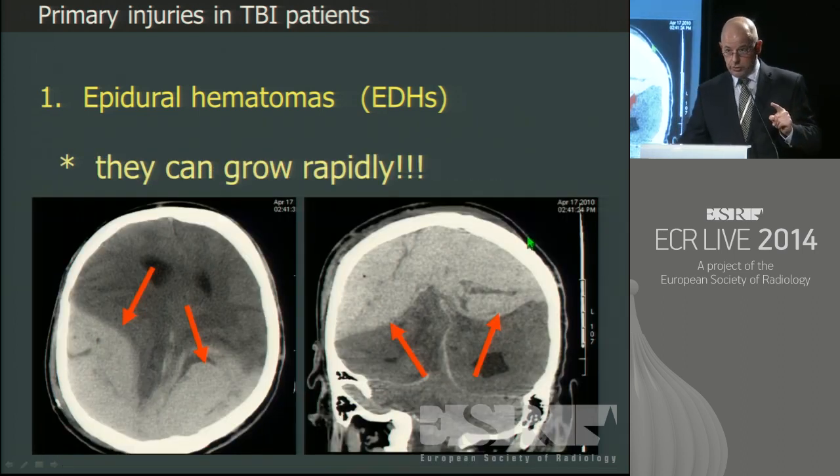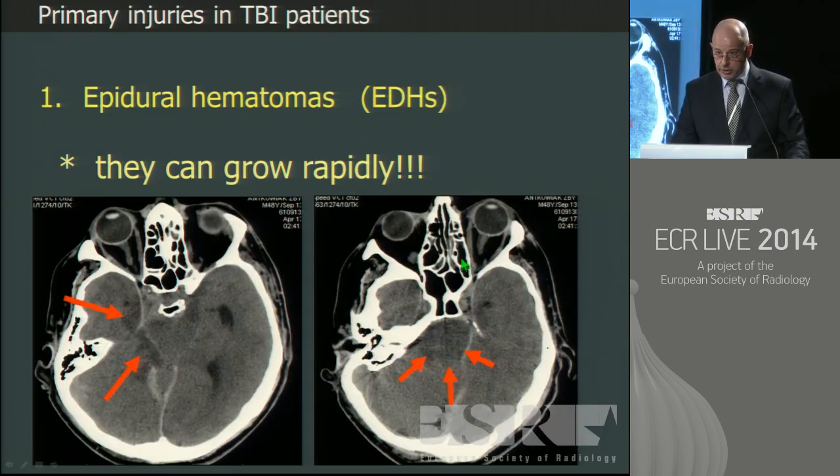Also what you have to remember is that they can grow rapidly. This is the CT image 1 hour after the accident, and such rapidly growing hematomas always carry the risk of hypodense areas, which means edema. And this is a fatal finding here, the hypodensity of the pons, because the prognosis for the outcome of the patient is very, very bad.